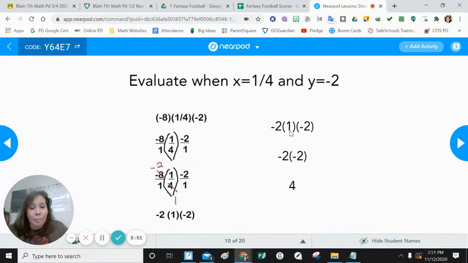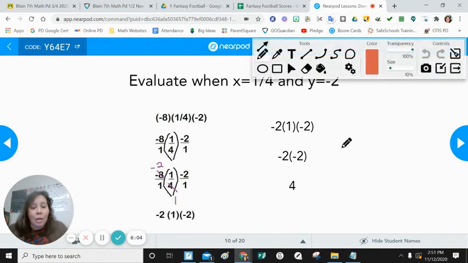Negative 2 times 1 is a negative 2. And I bring down the second term. And I now have two negative numbers that I multiply together. And I know that I have a trilogy when I'm looking at multiplying negative and positive numbers. And the trilogy is a negative times a negative gives me a positive. So I know that a negative 2 times a negative 2 is going to be a positive 4.